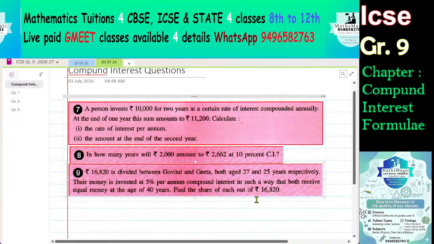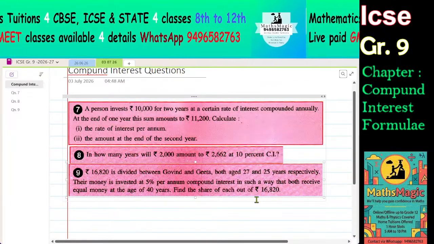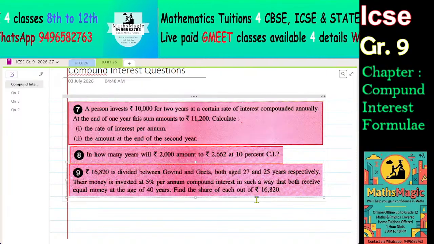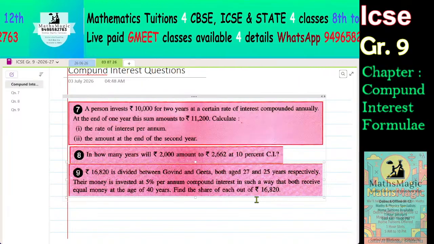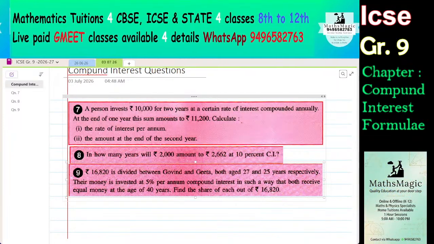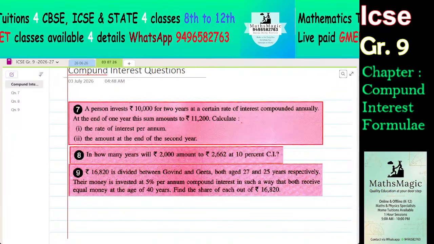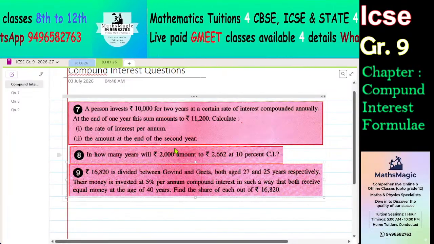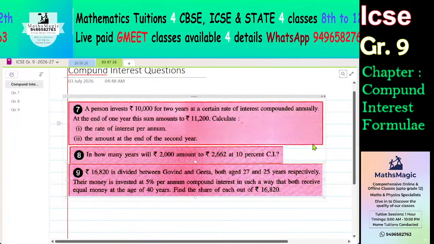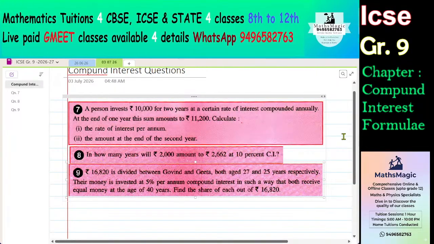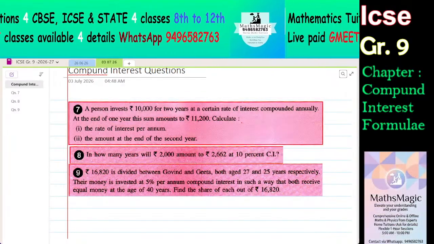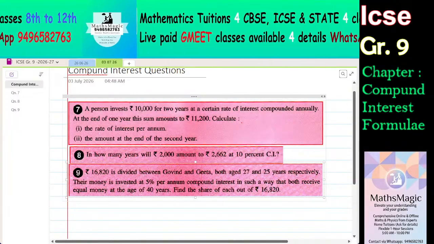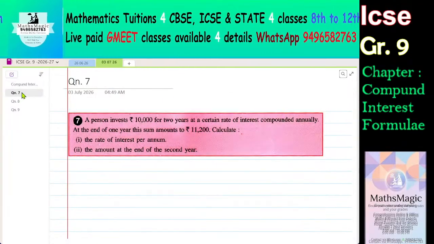Good morning, all. Today we will be discussing some more questions from the compound interest formula chapter. We are planning to discuss these three questions. We are now almost familiar with the formulae and how to solve those questions. The last class we did some questions and some questions were homework. Now we are planning to do the seventh question.